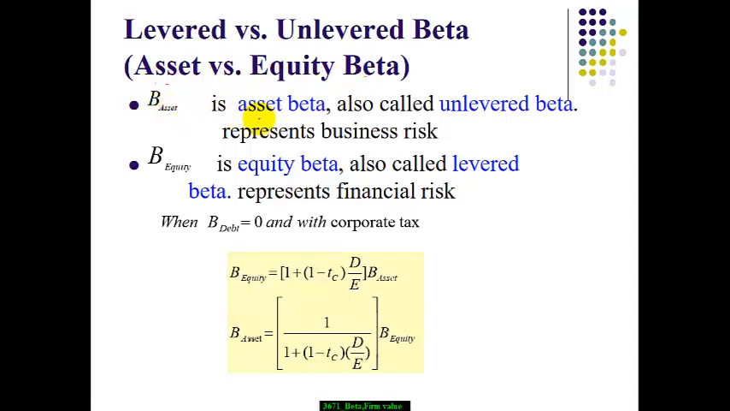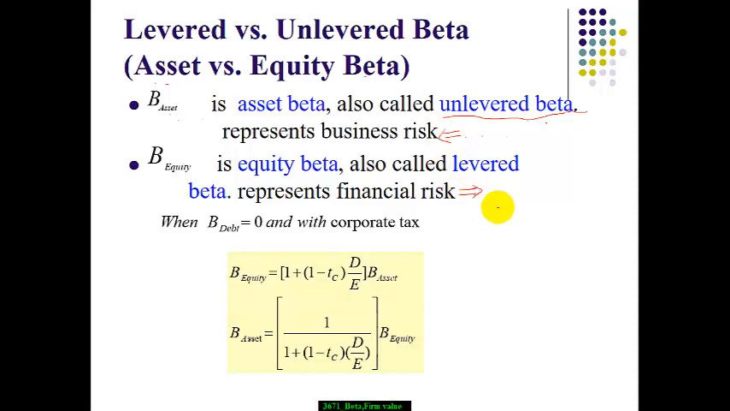So asset beta is also called unlevered beta. This is fundamentally related to the business risk. So if you're in, for example, the electronic car sector, the risk in this sector will be reflected in this asset beta, or unlevered beta. The equity beta is the one loaded with the financial leverage effect, meaning a company may borrow more or less debt. So it is a combination of the business risk and also the financial risk.